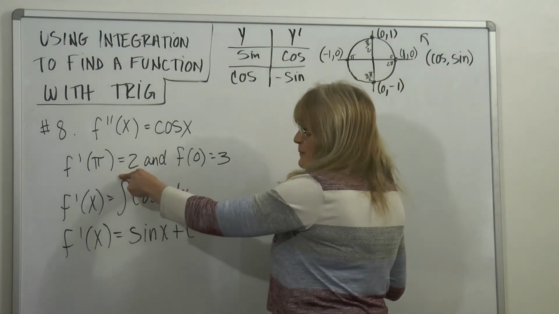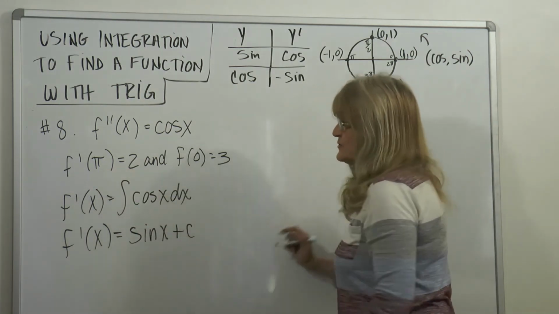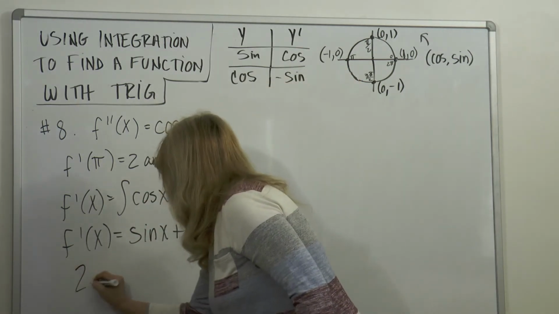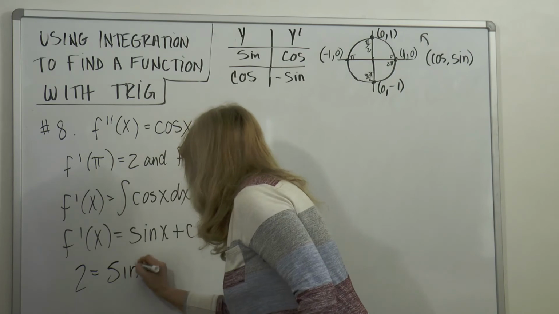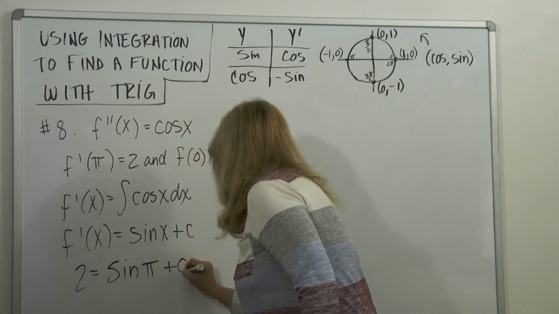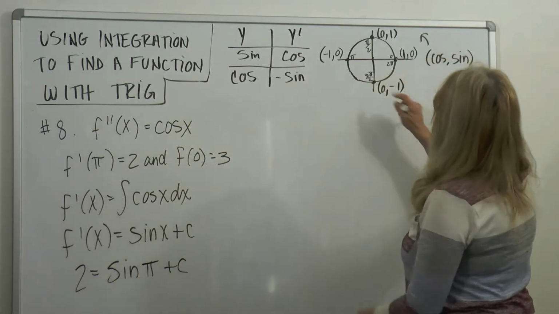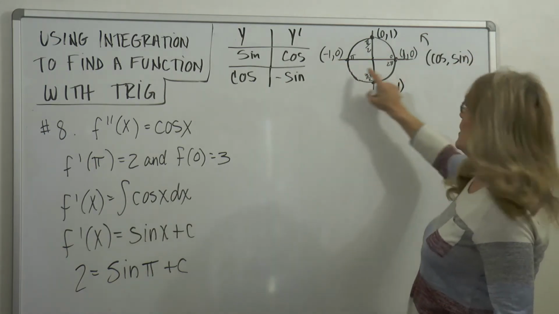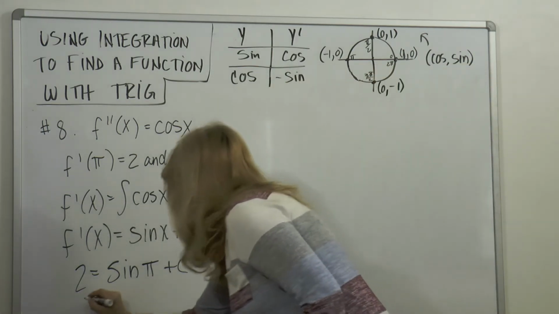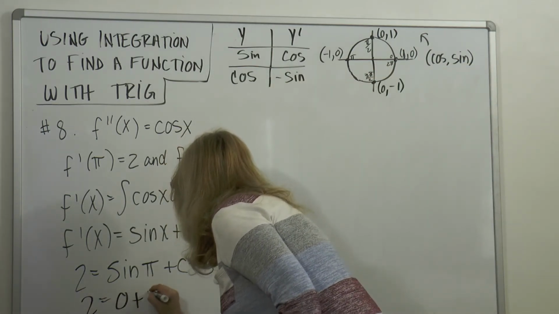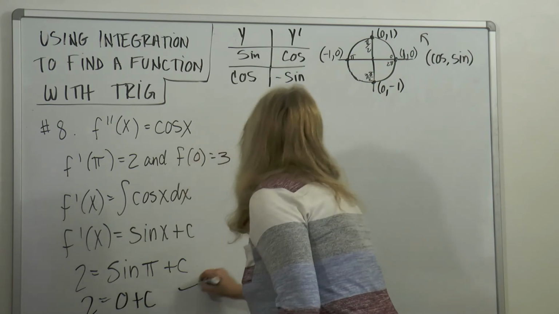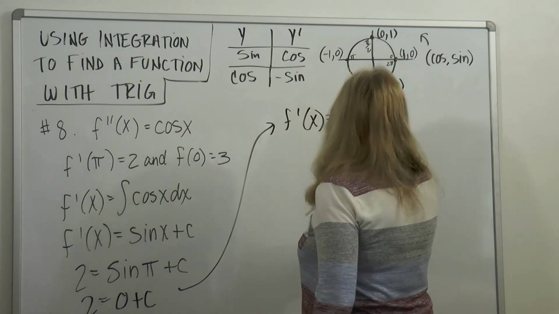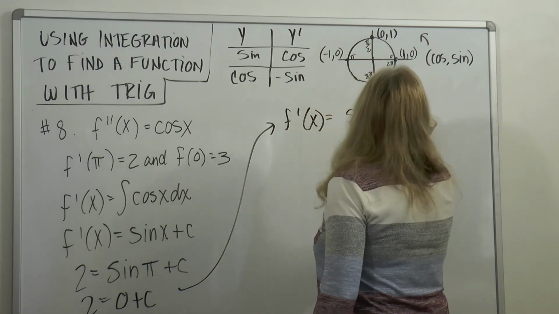Then I use my f prime information to find out what c equals. So this tells me when x is pi, the whole thing equals 2. So 2 is going to be the sine of pi plus c. I go up here and I go, okay, here's pi. The sine of pi, remember, sine is the y value, so that's just going to be 0. So we have 2 equals 0 plus c. So that means that c equals 2. So f prime of x is just going to be sine of x plus 2.